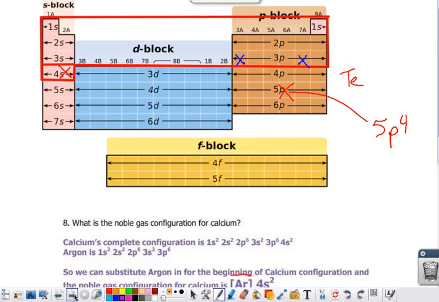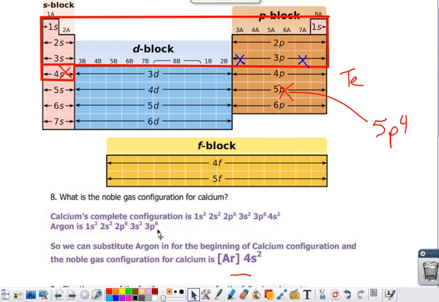What is a noble gas configuration for calcium? So instead of having to write down everything, you could look at calcium's position. Calcium is right here on the periodic table. The noble gas that comes before it is argon. So instead of having to write down 1s2, 2s2, 2p6, 3s2, 3p6, you can just write down argon in brackets, and then the difference, argon with the 4s2 on it, makes a calcium.